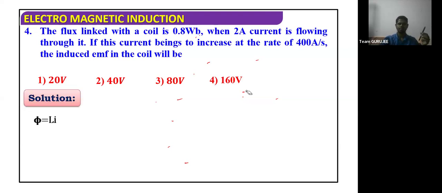Now we studied the self-inductance formula phi is equal to L into I. Therefore, the phi value is given, the L value we don't know, and the I value is also given. Then we have to find L first. What is the L value? L value is 0.4 Henry. Actually, the unit of inductance is Henry, named after a scientist. Then E is equal to L into di by dt. Then find the answer.